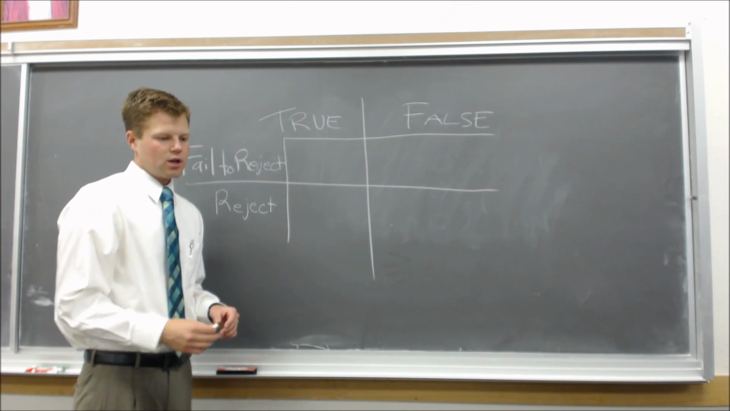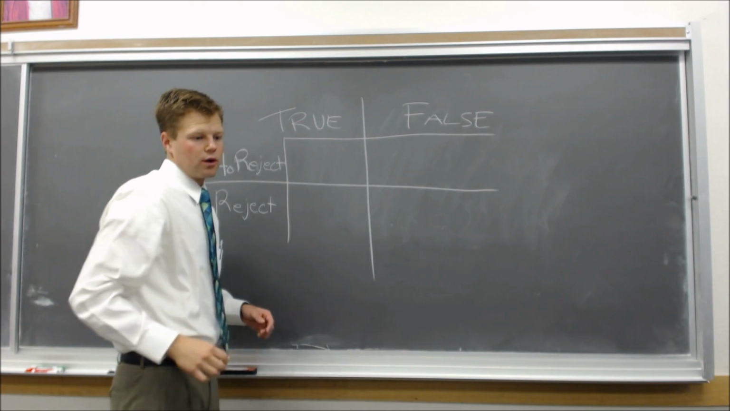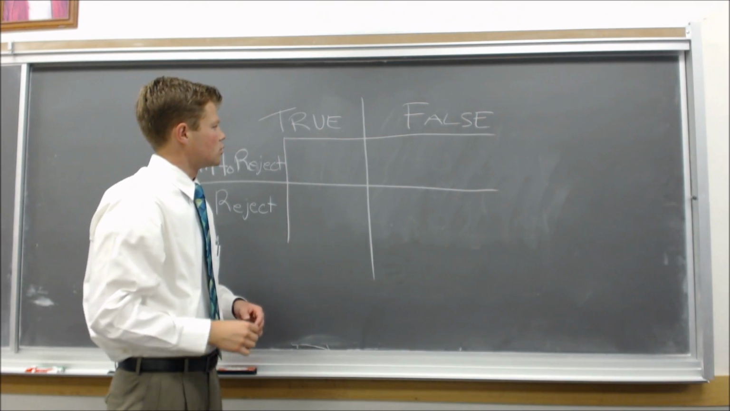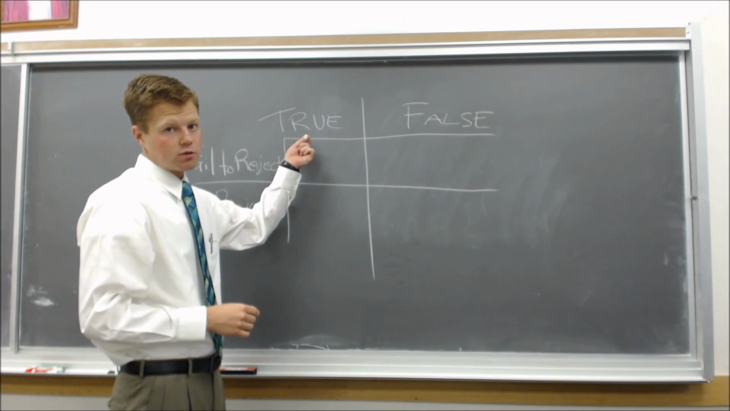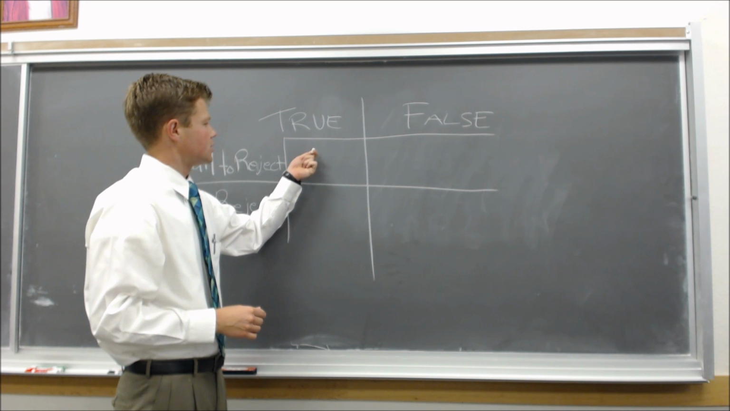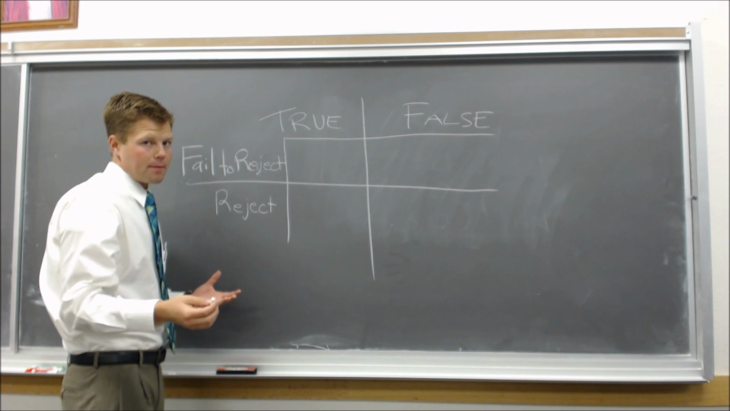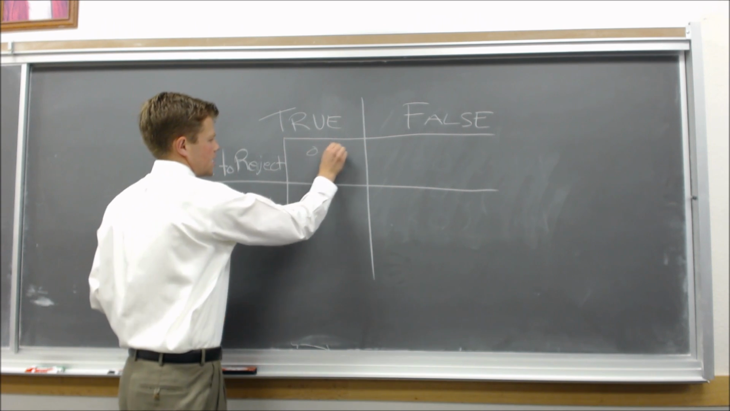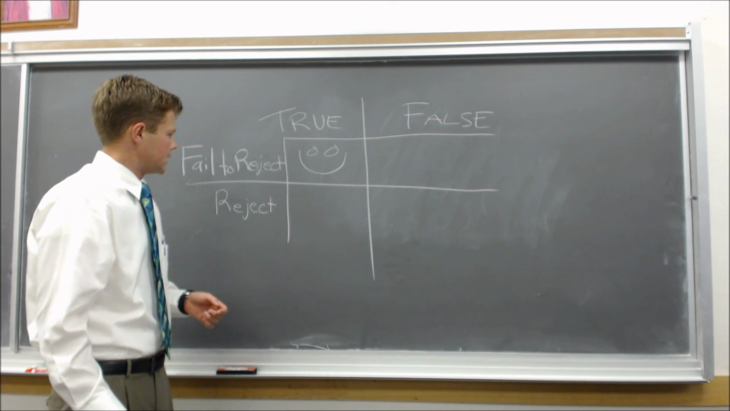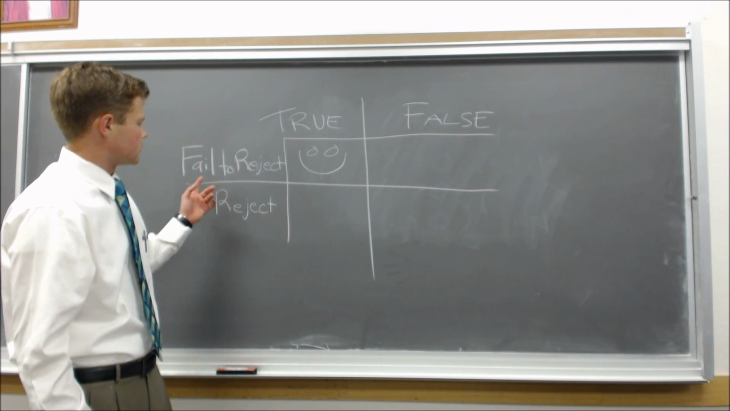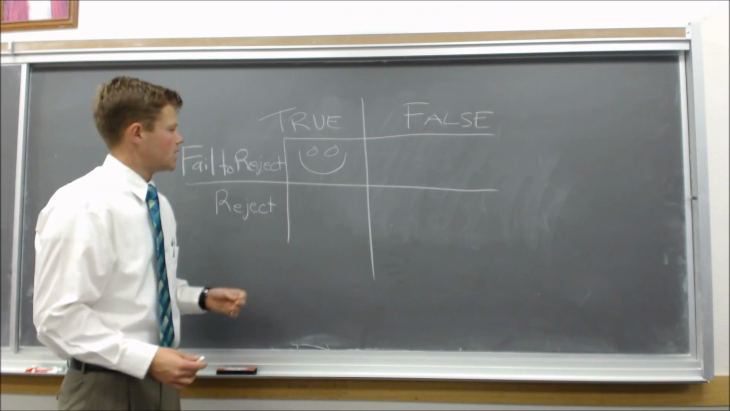So if the null hypothesis is true, and maybe we can go back to the body temperature, if the null hypothesis, which was 98.6 degrees, is true, and we fail to reject that null hypothesis, then we've made a good decision, or a correct decision. We have failed to reject that it's different. Basically, this is showing that it is the same.